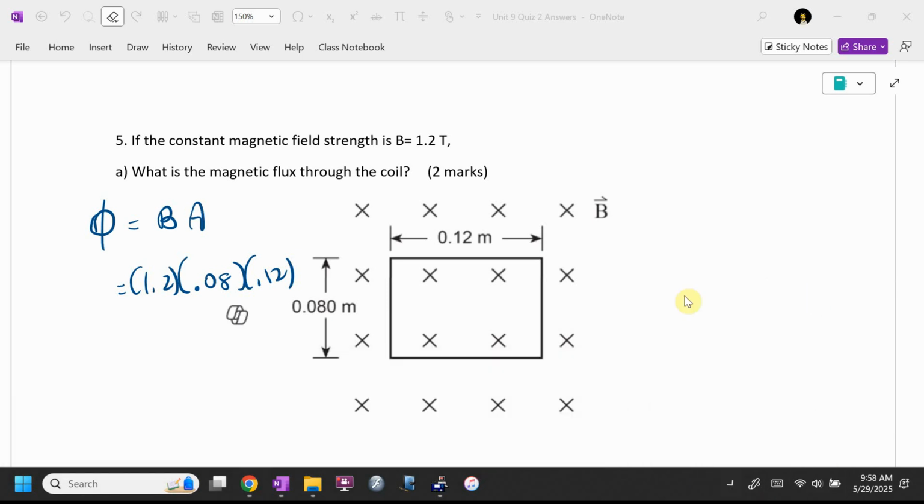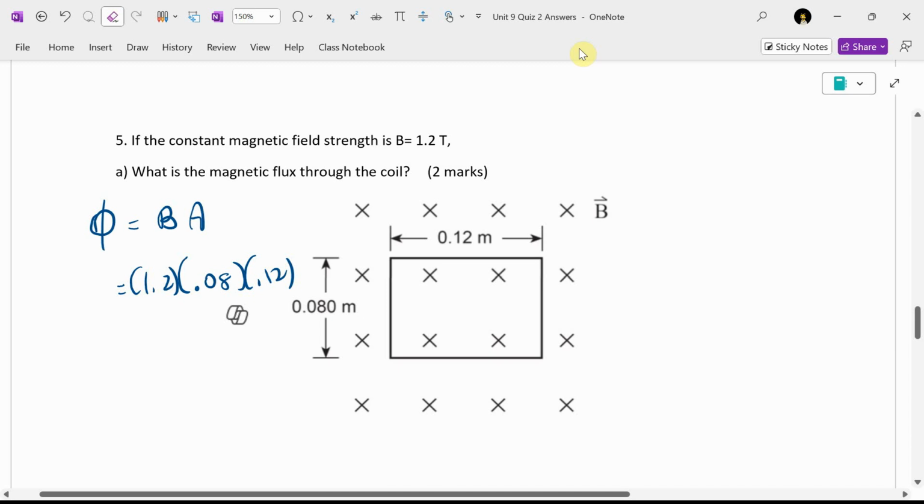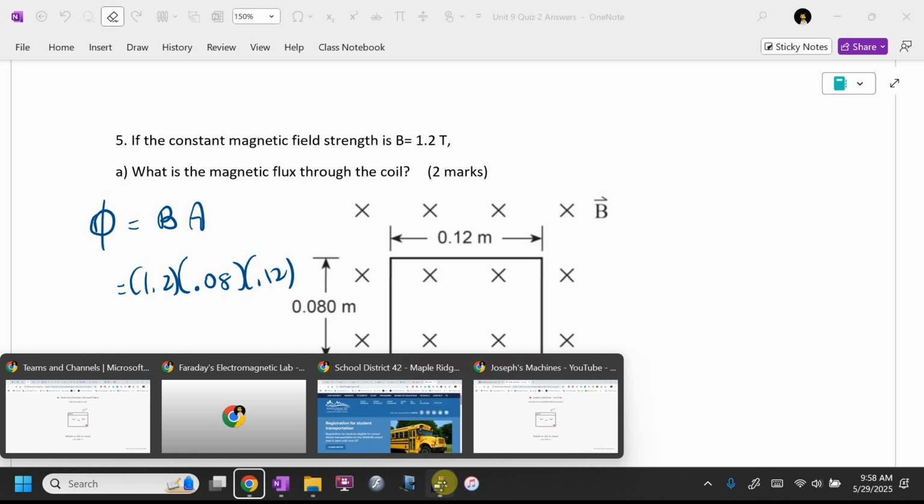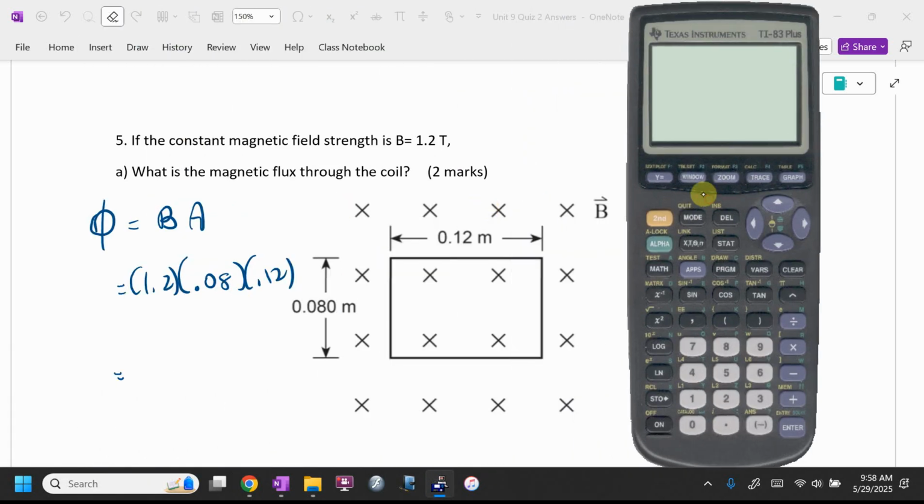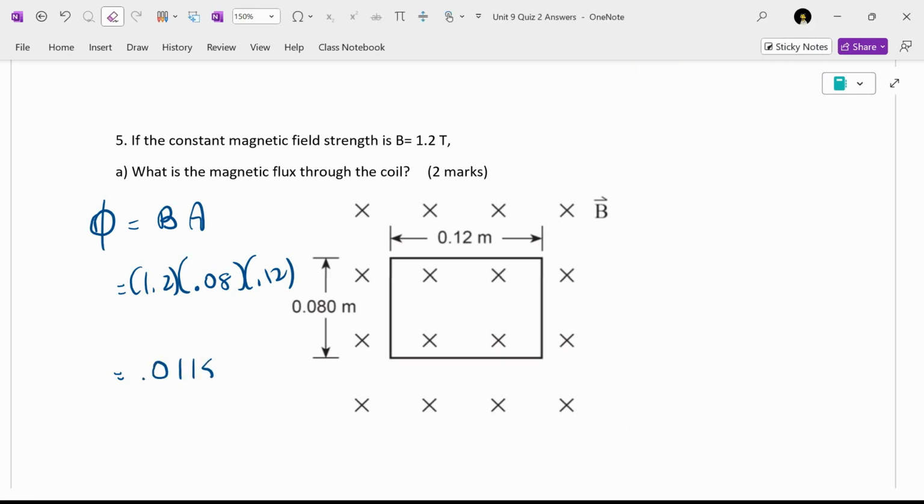Hang on a second. Continuing on, so there it is, magnetic field times area. If it's a circle, the area is pi r squared. Rectangle or square, it's length times width. So it's going to be whatever this is. It's going to be 0.12, no, 1.2, I said 0.12, 1.2 times 0.08 times 0.12, 0.01152, 0.0115 Webers.